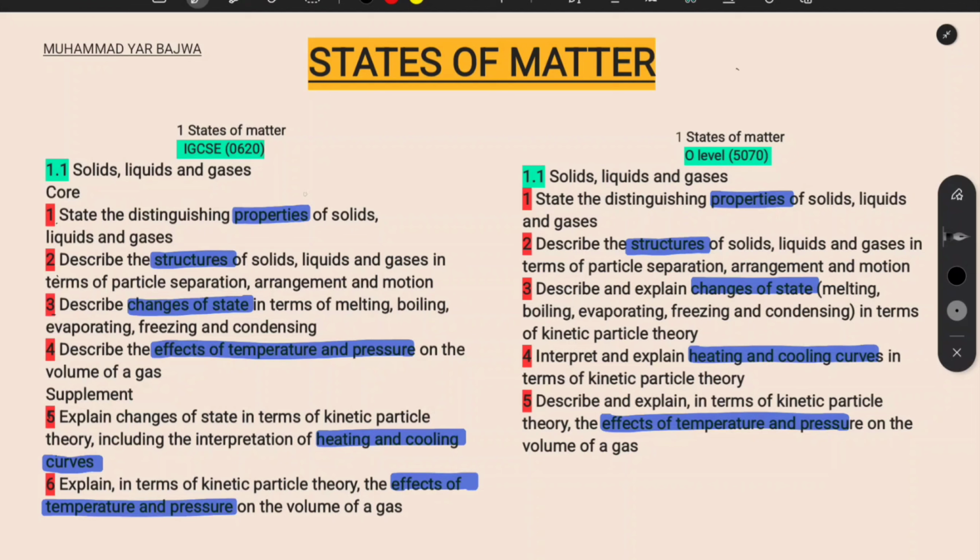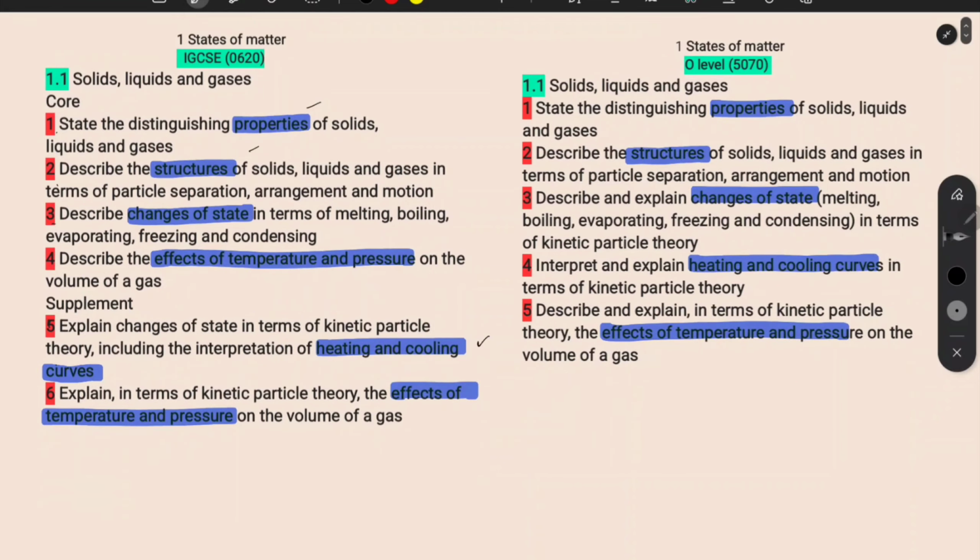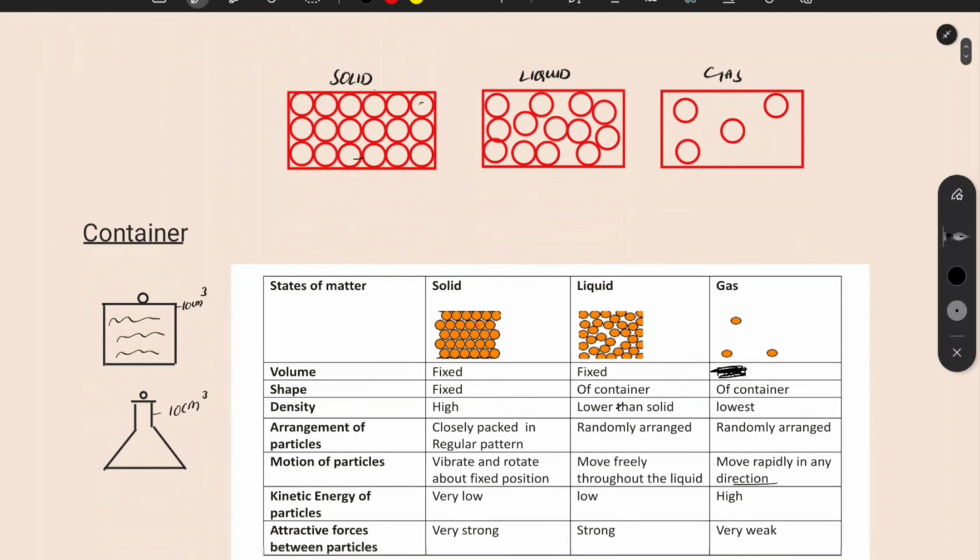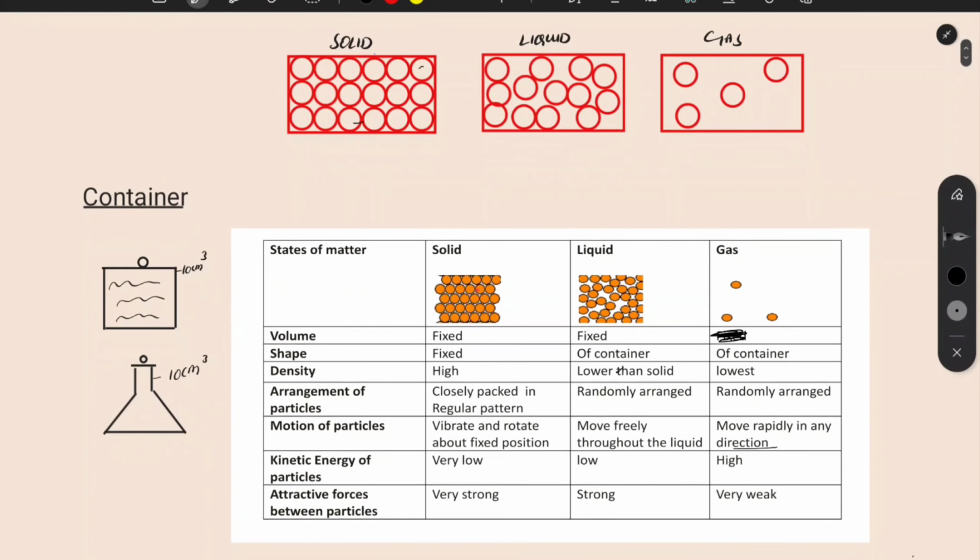So in this video, we will discuss properties of different states of matter, their structure, how these different states change into each other, and the effect of temperature and pressure on the volume of gas, and the heating and cooling curve. And at the end of this video, we will discuss diffusion, which is a very important part of this topic. Okay, so firstly, we are going to discuss properties of different states of matter.